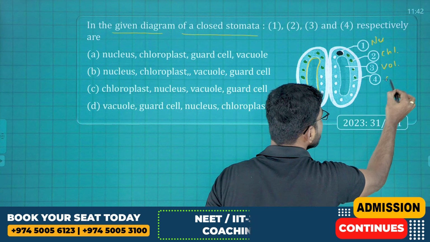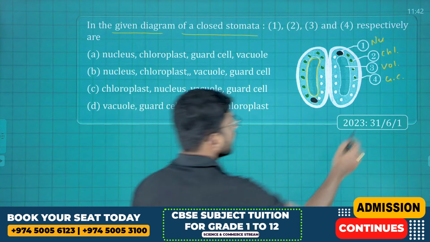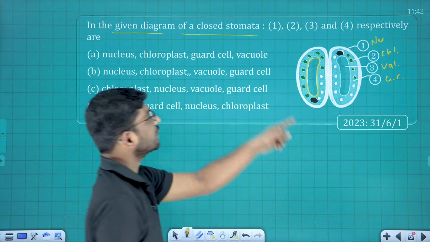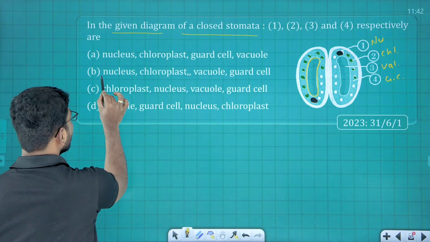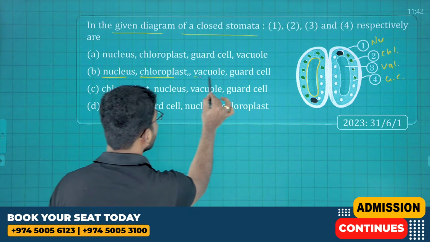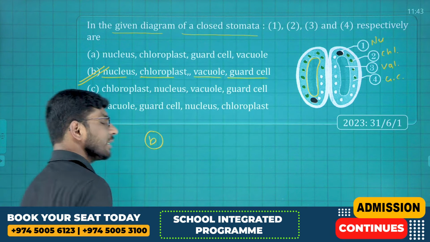And the last one is guard cell. Find out the correct answer now. The correct answer, I'm writing here, is what? Tell me. Nucleus, chloroplast, vacuole and guard cell. The right answer is option B.